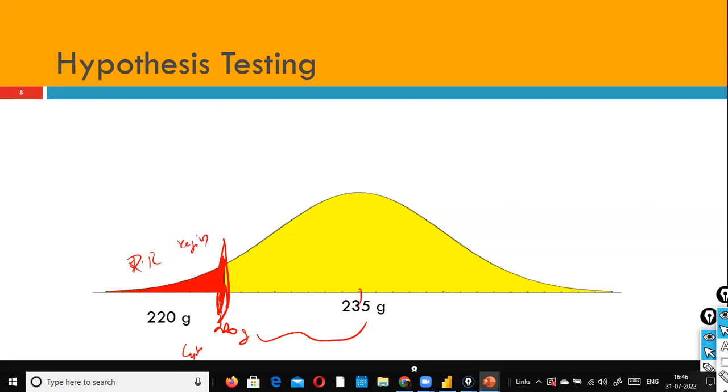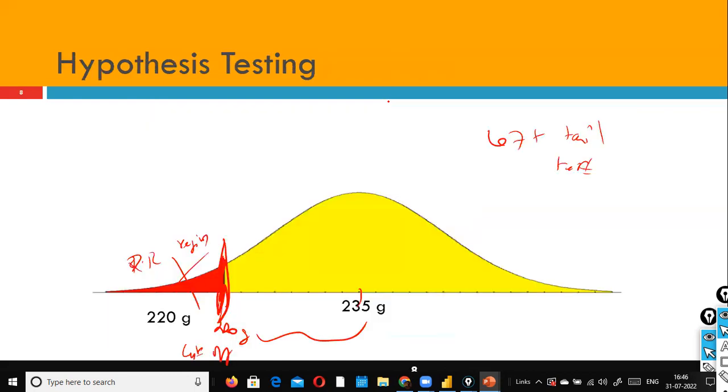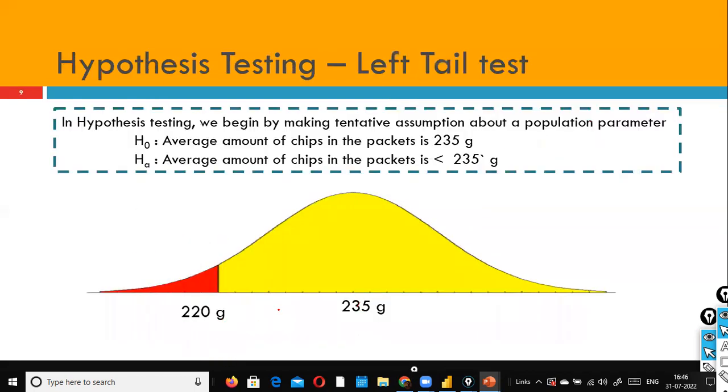This is your cutoff value. My cutoff is 220 gram, tolerance level. If anything is less than 220 gram and falls here, I'm going to reject it. Since 220 gram or less is all falling on the left side, we call it a left tail test, or one tail test. So this is called your rejection region. Anything less than 220 gram, I'm going to reject it. So I'm not going to accept the statement made by the manufacturer, but still I'm okay with 220 gram. Up to 15 gram I can tolerate.